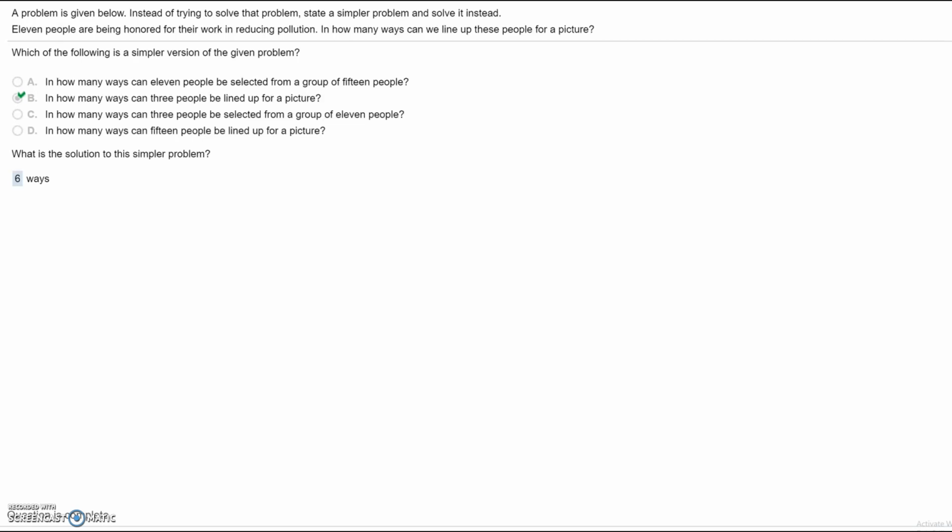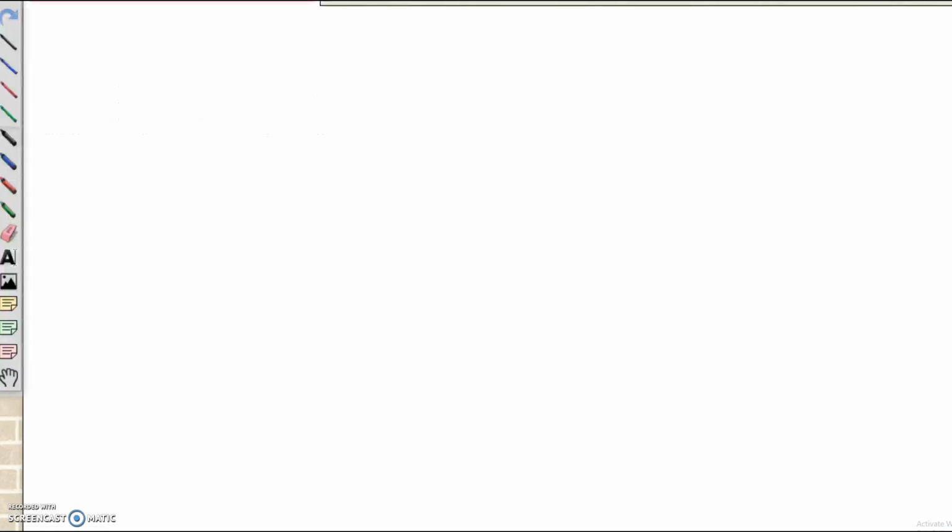And let's take a look and see why the answer is 6. We're going to just draw a diagram. I'm just going to list the letters. So let's say I would let letter A be person 1, and letter B be person 2, and letter C be person 3. Okay, these are the people.